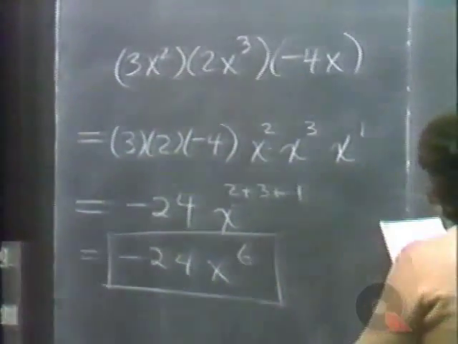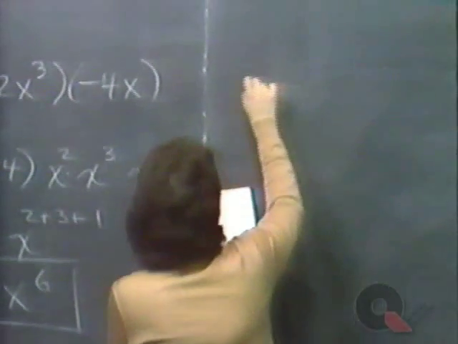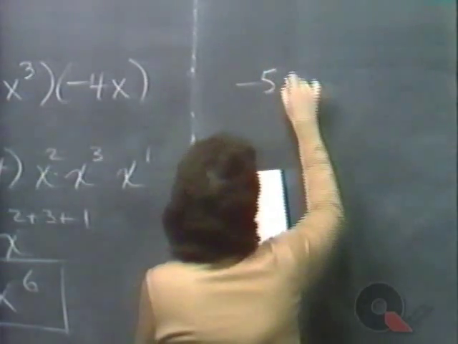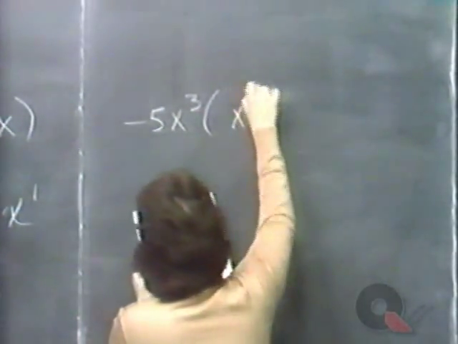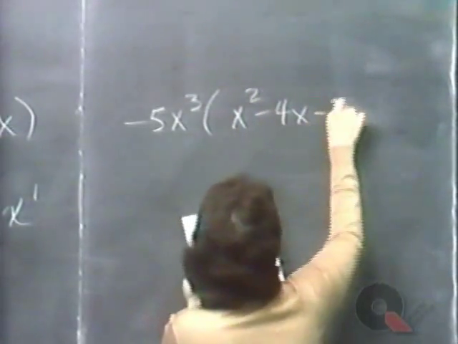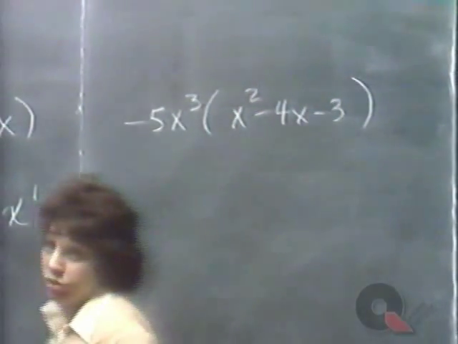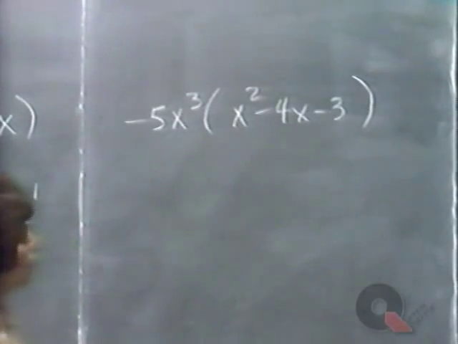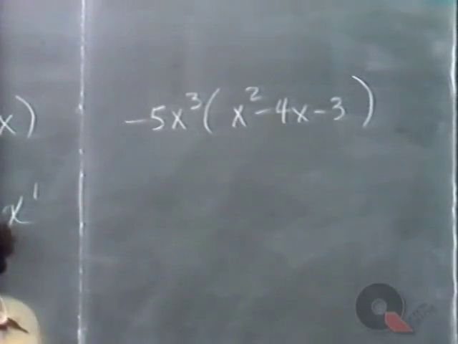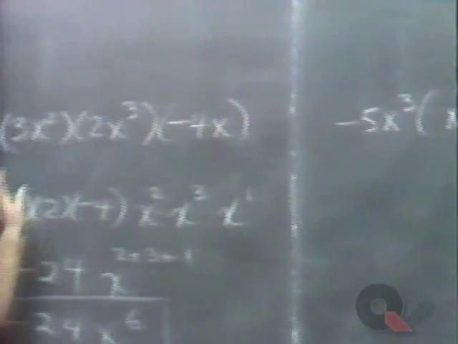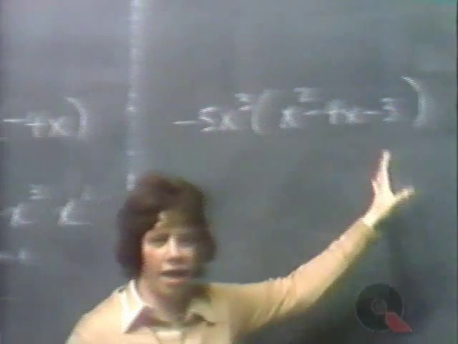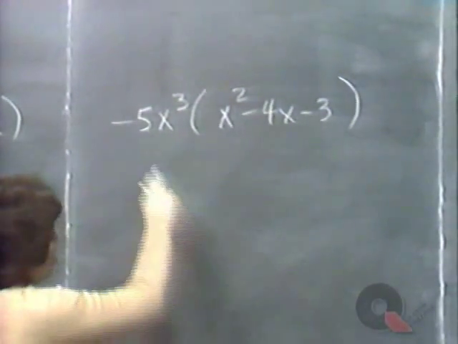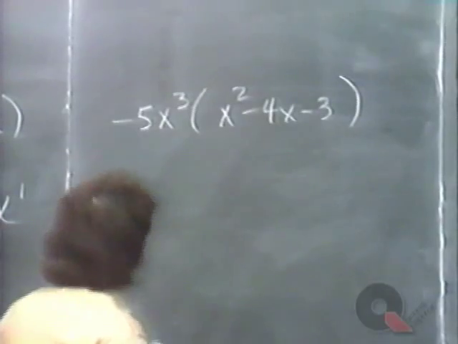Now, the next order of difficulty would be if we had a monomial, say minus 5x cubed, being multiplied by a polynomial, x squared minus 4x minus 3, a polynomial of more than one term. Here we're going to be using the distributive law. With just monomials, we rearrange the terms and handle it that way. But one term times many, we do by the distributive law. We distribute the minus 5x cubed through the parentheses.